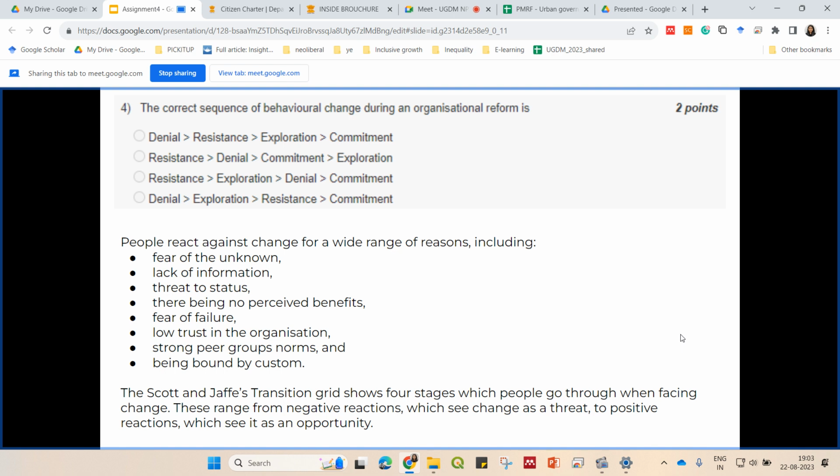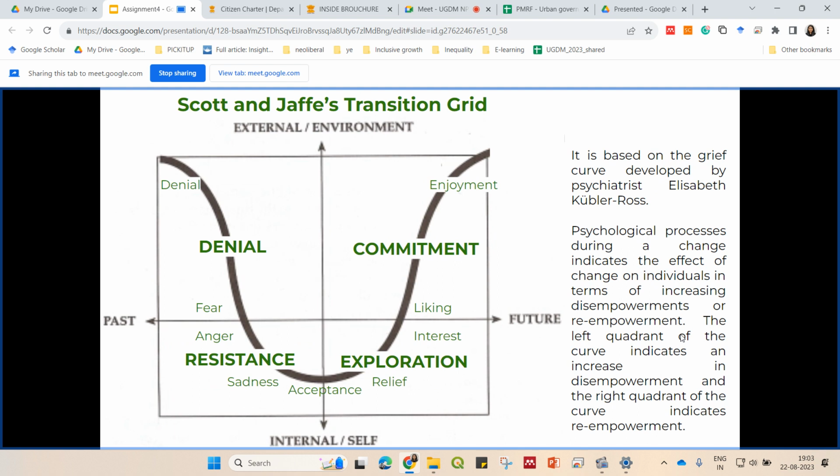These changes range from negative reactions in the beginning, like seeing the change as a threat, to then further going through the process of the change, and then developing positive reactions by seeing the change as an opportunity. So this is the Scott and Jeff's transition grid, which you might have studied.